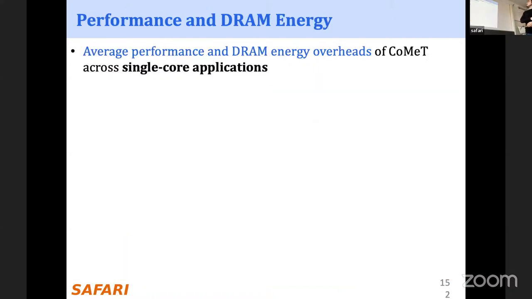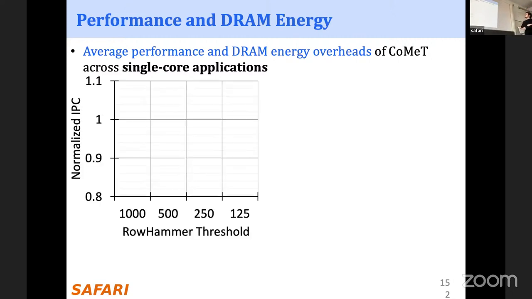So we will look at DRAM performance and DRAM energy here. This is going to be the average across, I think, 61 single-core applications. On the x-axis, you see different RowHammer threshold values. On the y-axis, you see normalized IPC. So again, a higher value means better performance, and a lower value means lower performance. And one on the y-axis corresponds to a baseline system that doesn't implement any defense mechanism.